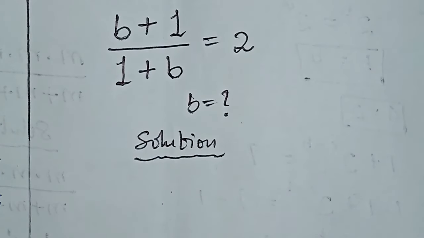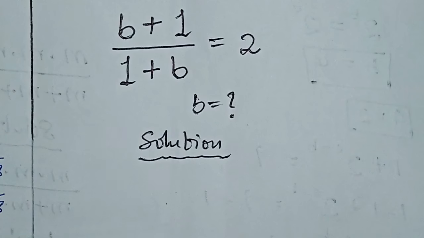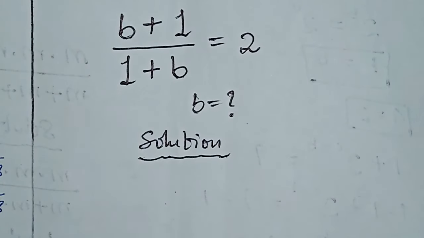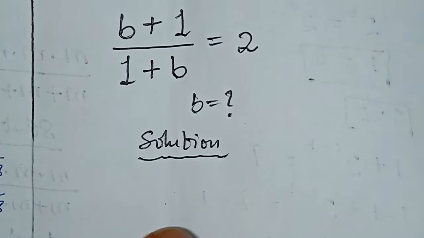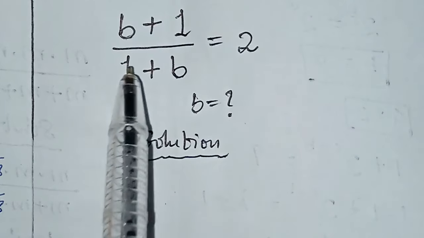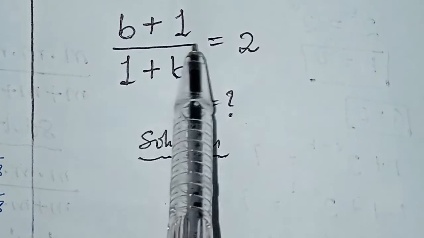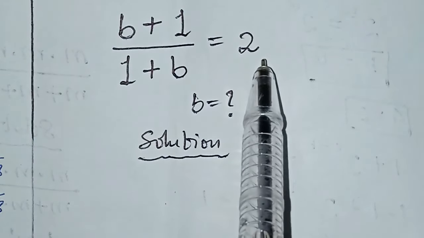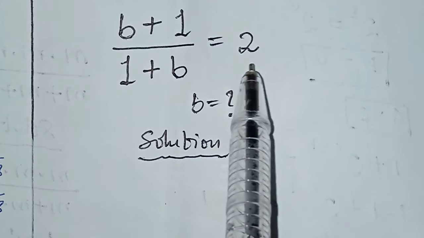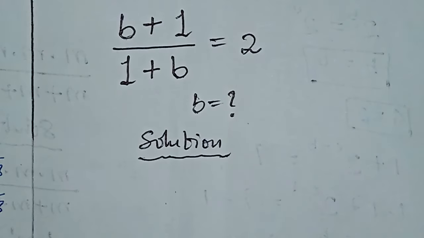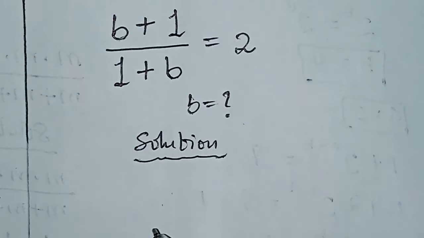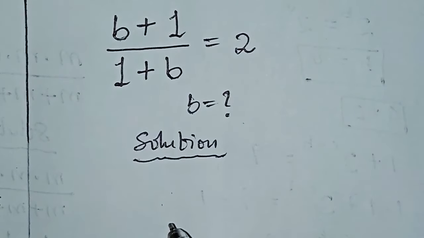Hi everyone, in today's video we want to take a look at this question. What will be the end results of this question? We are asked to solve for the value of b, given that (b + 1) over (1 + b) will be equal to 2. Let's solve for the value of b and verify the value.